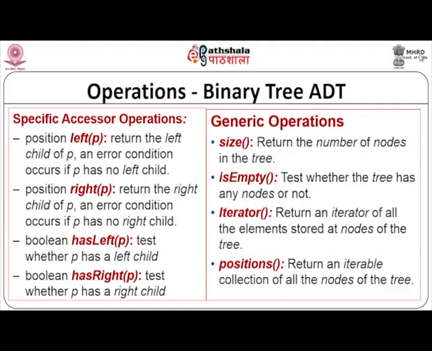This is specific to tree applications. So, it just gives you all the elements of all the nodes. Positions returns an iterable collection of all the nodes in the tree. Iterator returns the elements, that means the data in those nodes, while positions will give you all the addresses of the nodes in whatever way the implementation is happening. We have not specified the implementation as yet.